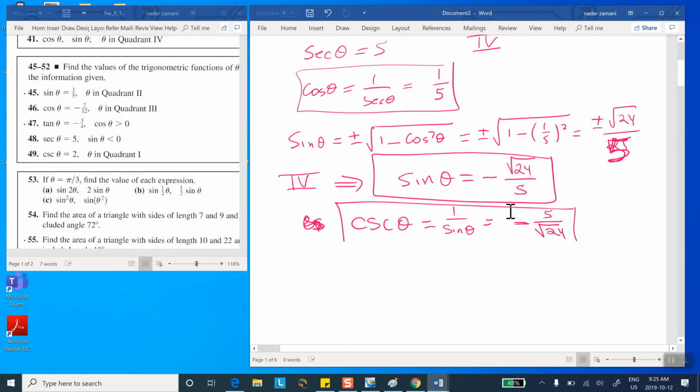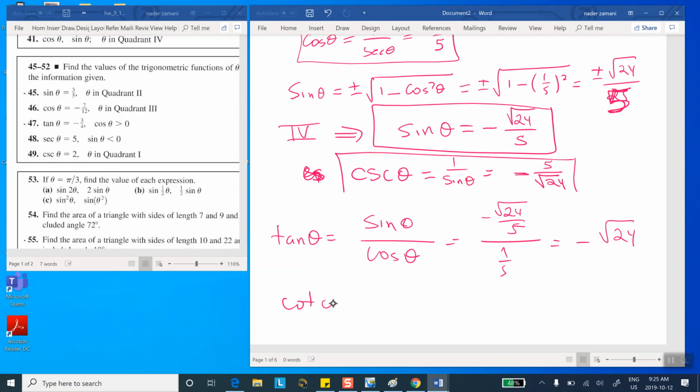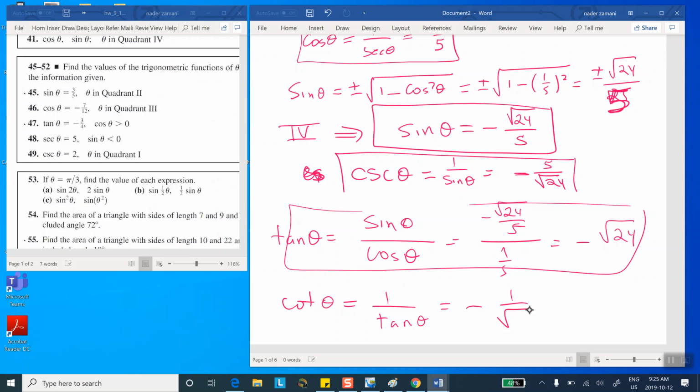All right, what else? We have to do the tangent and cotangent. Tangent of theta is going to be sine theta over cos theta. We already got these values, so sine of theta was over here, minus root of 24 over 5. And cosine, we got it as 1 over 5. And this is going to be minus root of 24. Okay? And cotangent of theta is 1 over tangent of theta, which is minus 1 over root 24. That takes care of this.